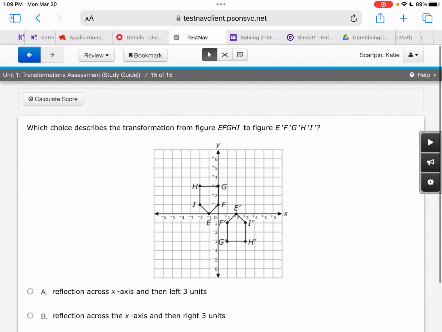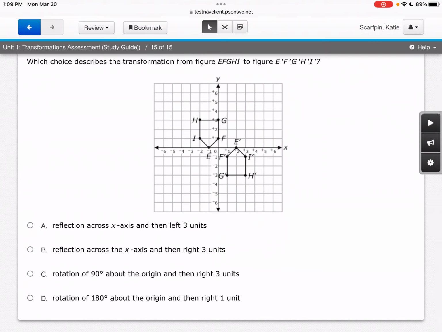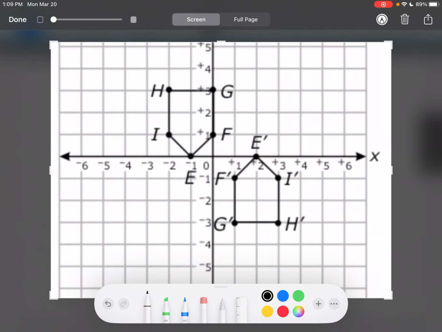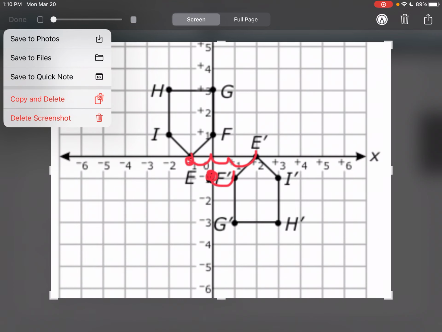Okay, this was the last one, and it also had a lot of people confused. A lot of you chose reflected and then translated. So if I reflected F, it would move here. Let me switch colors. It would move to here, and then it would move 1 unit. If I reflected E across the x-axis, it would stay here, but it moves 3. So that tells me that I'm not reflecting. I have to be rotating, and then I'm going to move 1 unit to the right.